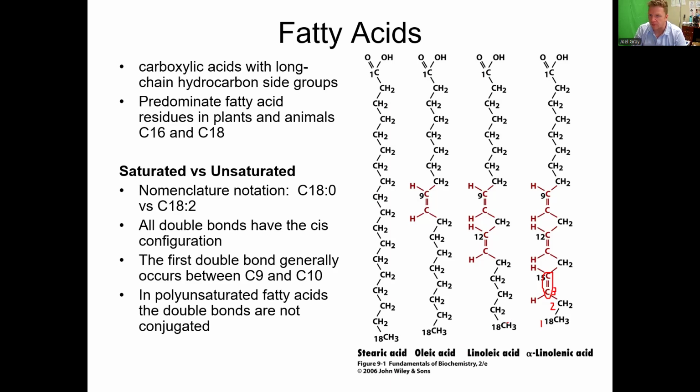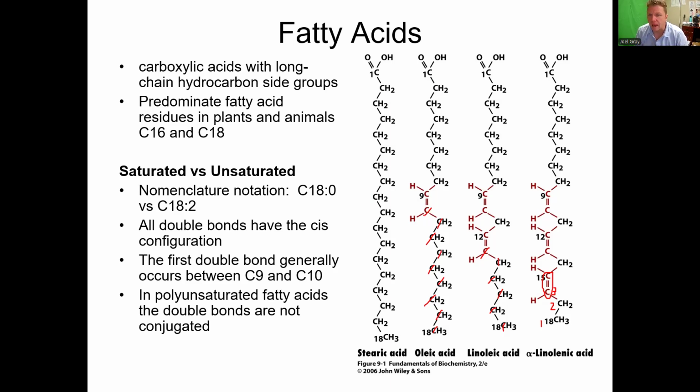Linoleic acid, by contrast, 1, 2, 3, 4, 5, 6. So this is an omega-6 fatty acid. Oleic acid, 1, 2, 3, 4, 5, 6, 7, 8, 9. This is an omega-9 fatty acid.